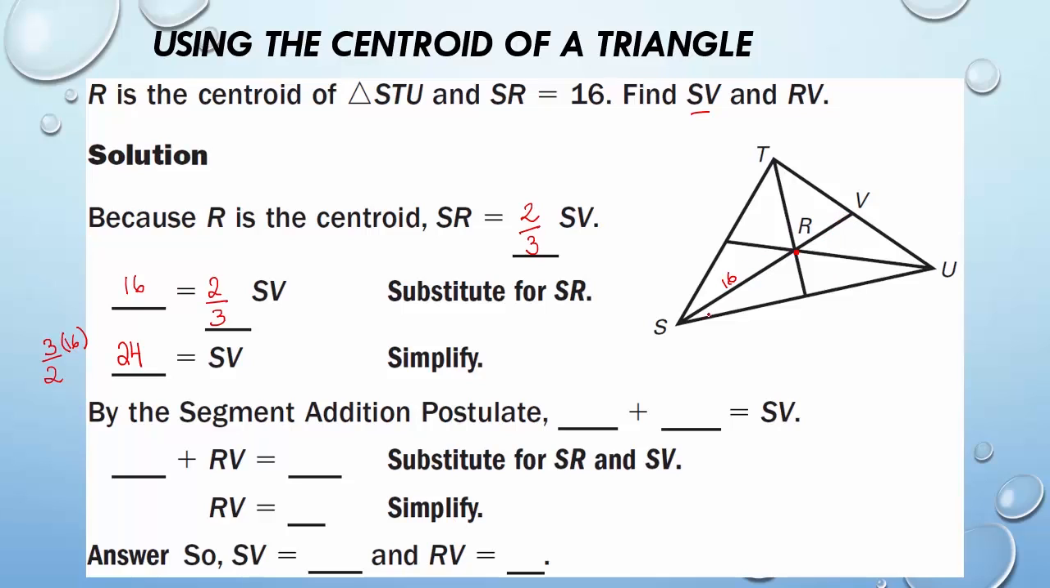You could know that since SR is 2/3, from the center to the centroid, then RV is 1/3 of this entire length of SV. Or we could use the segment addition postulate, knowing that SR plus RV gives us SV. We know what SR is, that's given, that's 16. We also just found what SV is, which is 24. Subtract 16 on both sides and we get that RV is 8. So SV is 16 and RV is 8.